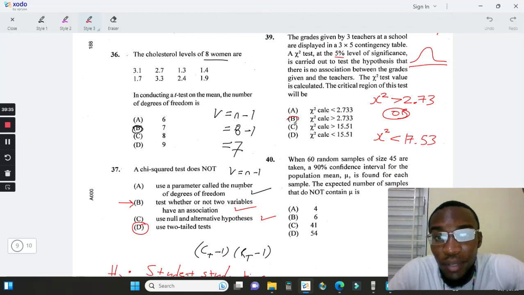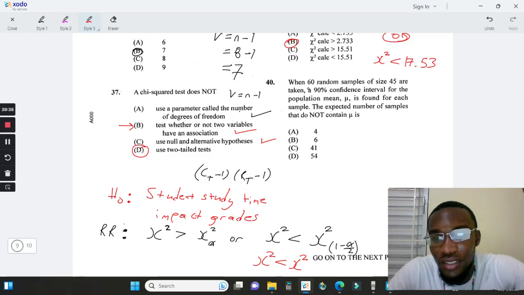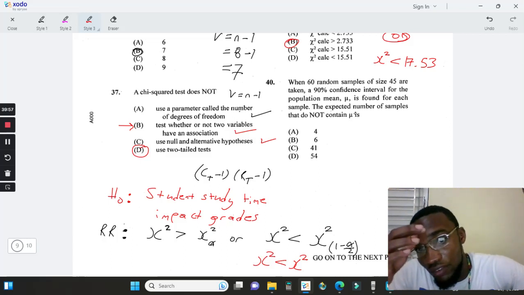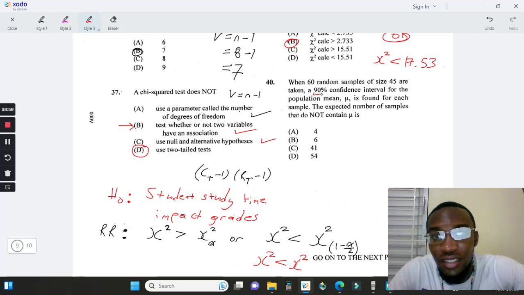Option B. Now, this one says, when 60 random samples of size 45 are taken, with a 90% confidence interval, the expected number of samples that do not contain mu is, so if it says it's a 90% confidence interval, and a random sample of 60 is taken, so 10% might not contain mu. So 10% of 60 is just 6.